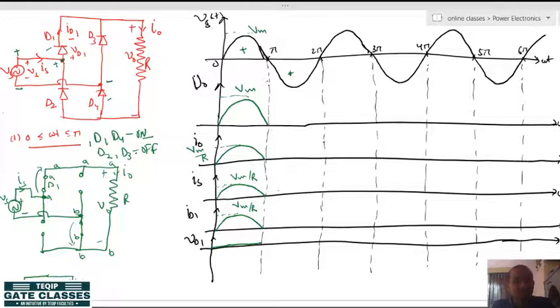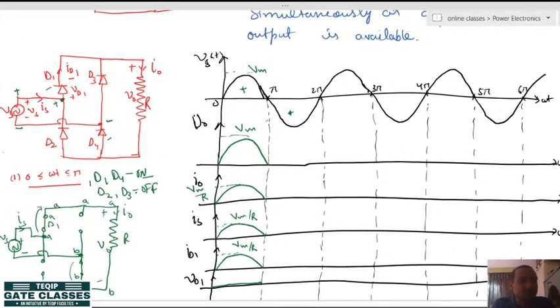So, let me draw it with some other color. When the cycle has minus here and plus here, what is happening? At this bus minus is now appearing and at this bus plus is appearing. So, D1's anode is at negative potential, D2's cathode is at negative potential, D3's anode is at positive potential and D4's cathode is at positive potential.